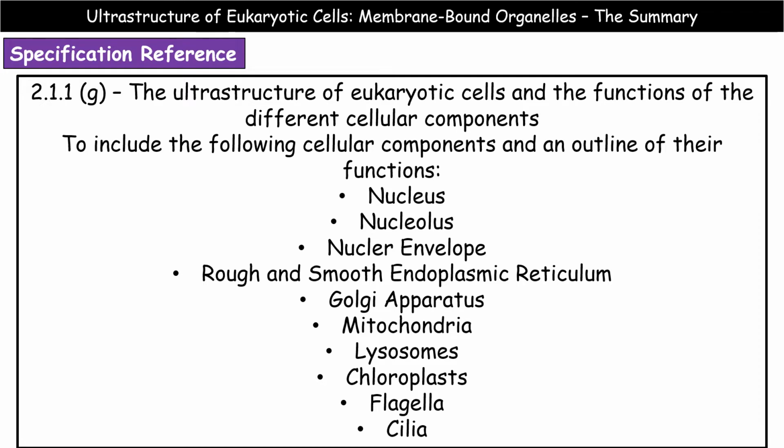So in terms of the specification, this is looking at section 2.1.1g, which as you can see there is the ultrastructure of eukaryotic cells and the functions of the different cellular components, and the list of them that we are looking at during this video.